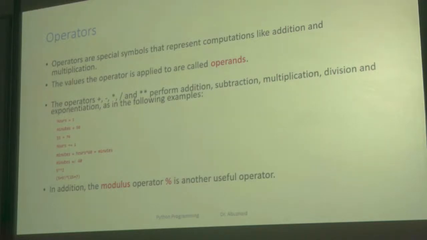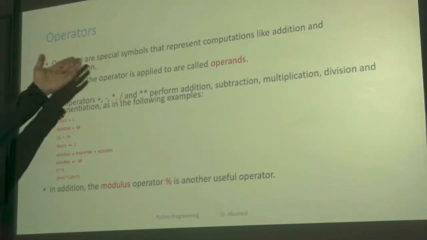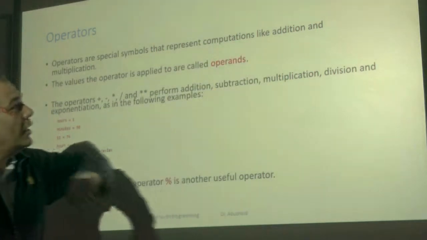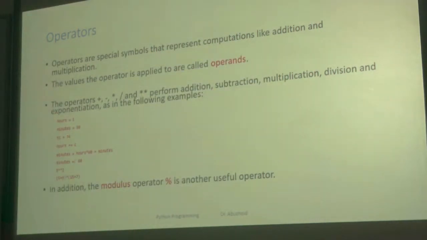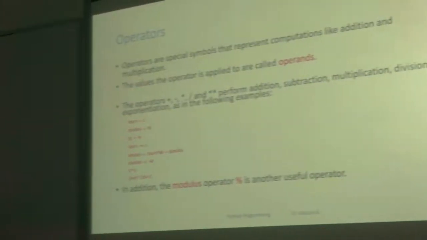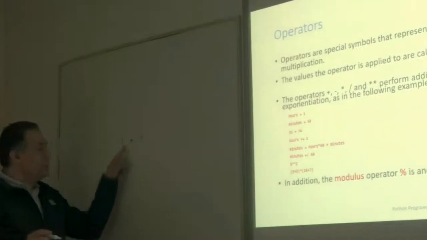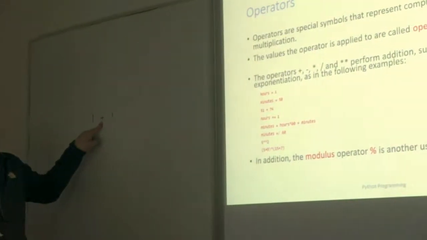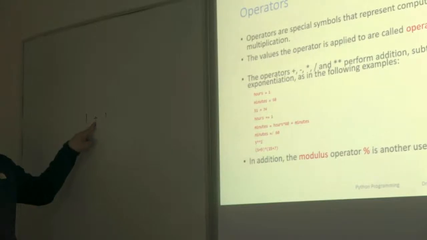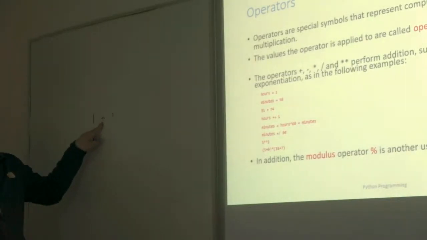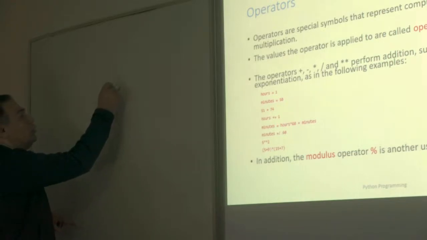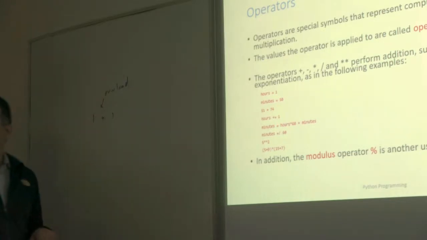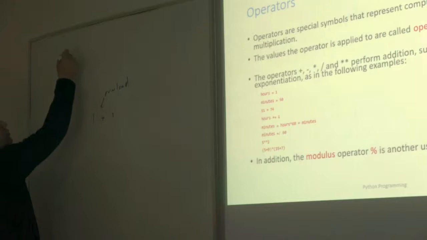Operators. What are operators? Operators are special symbols that represent computations like addition and subtraction. For example, if I need to add 1 plus 1, what is this? An addition operator. Is that all we can add? We could overload this. I'm sure you have done overloading, right? Overload it. Let's say I have a class called circle.